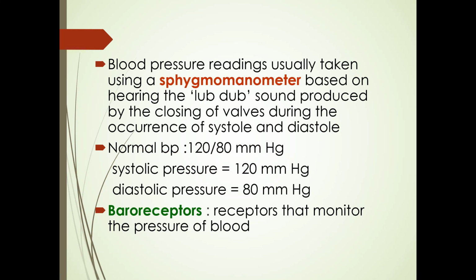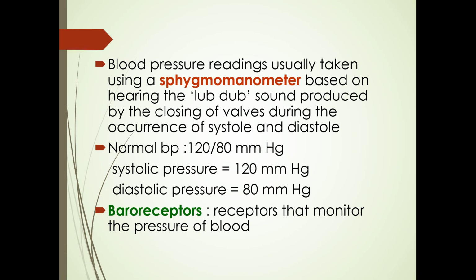The blood pressure reading is usually taken using a sphygmomanometer, based on hearing the lub-dub sound. The lub is systole and the dub is diastole, so they can measure the blood pressure using our lub-dub sound. The normal blood pressure is 120/80, but it is different for young people and old people. Usually for the older ones it will be lower compared to the younger ones.